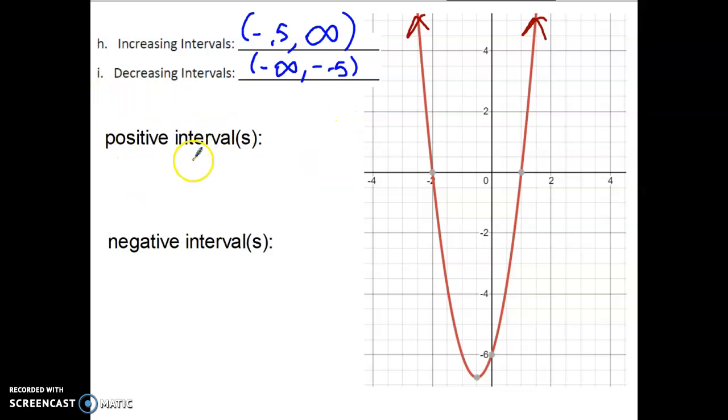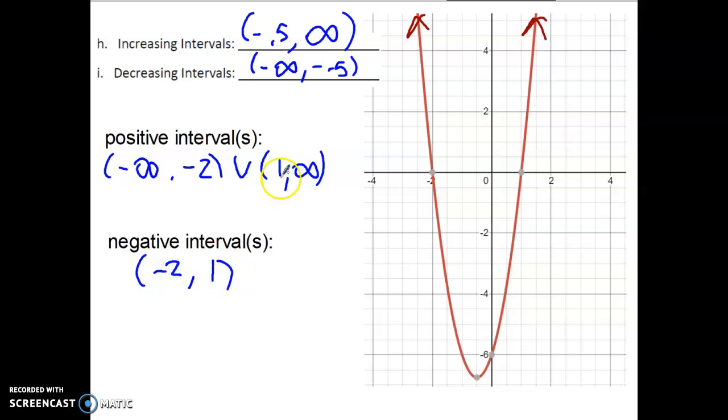All right, positive. Remember, positive means it's above the x-axis, so I have two intervals. This first one from negative infinity to negative 2, right, because I'm only reading the x values. And then the second one over here, that's a positive 1. It's halfway in between 0 and 2, 1 to infinity. And I've got the union in between them to show that I'm putting those two sets together. I only have one negative interval. You see, I can draw the whole thing without picking up my pen. So my one negative interval is from negative 2 to positive 1.